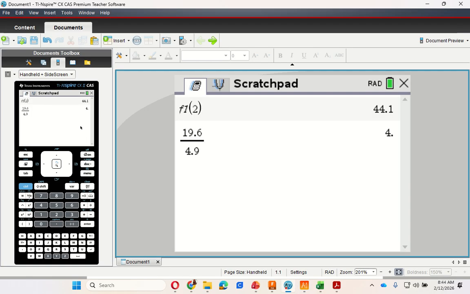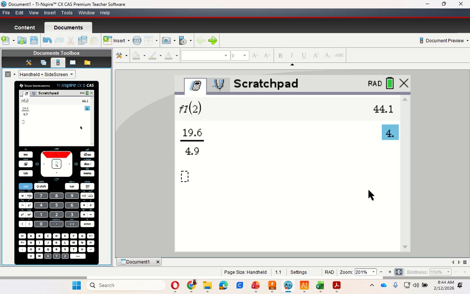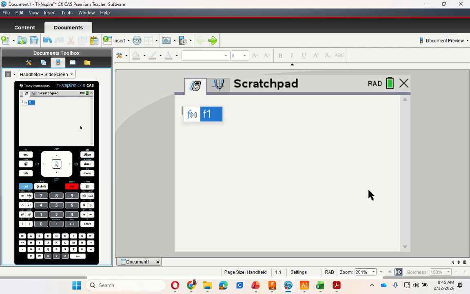For the sake of this, let's try f of 2. I already put it in my calculator at the beginning, because I wanted you guys to have most of the class to work on homework. So I already preloaded this one with my function. You could do it yourself or in your calculator, f of 2. So it gives me 44.1.